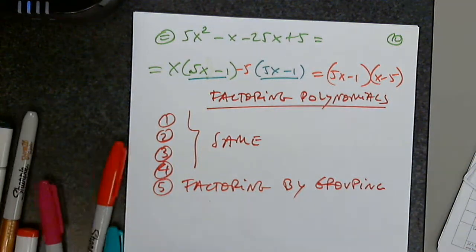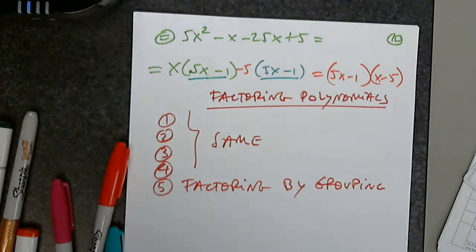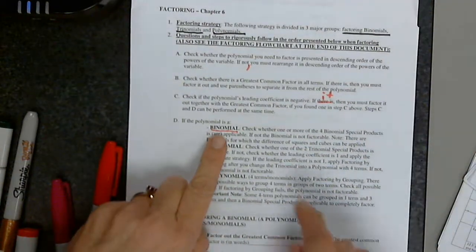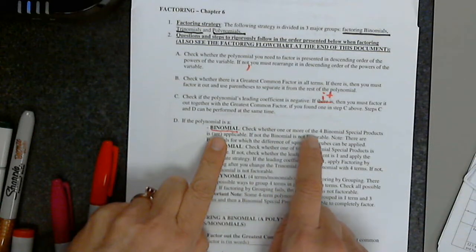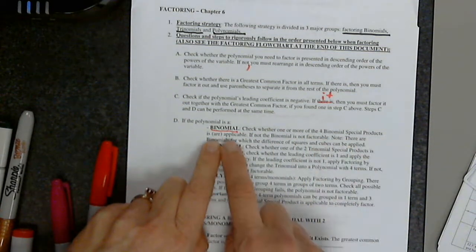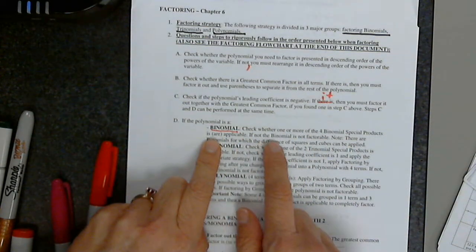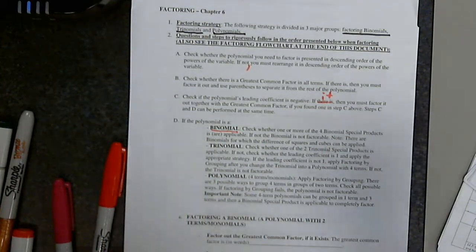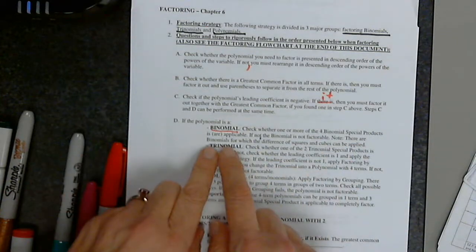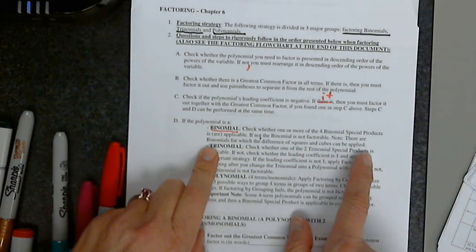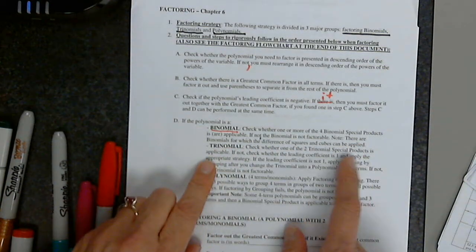This whole strategy is found back on the first page, if you'd like to quickly look with me. Check whether one or more of the 4 binomial special products is or are applicable. If not, I didn't put commas here. If not, the binomial is not factorable. Note: there are binomials for which the difference of squares and cubes can be applied. Yes, I can show you an example.